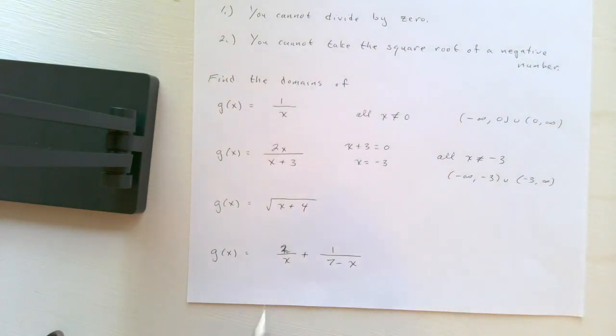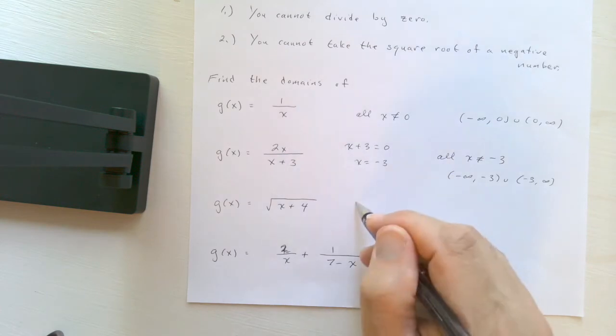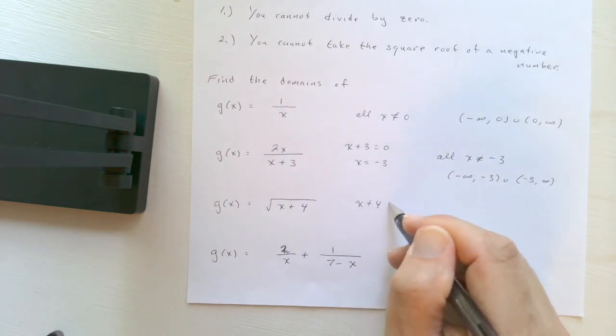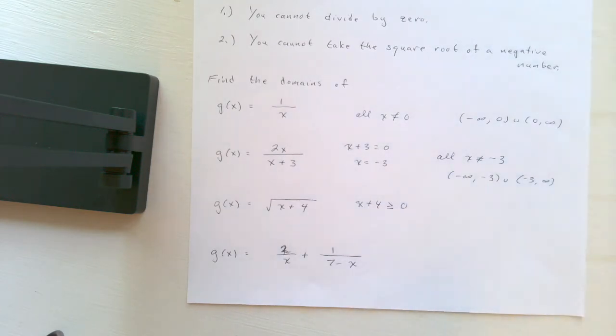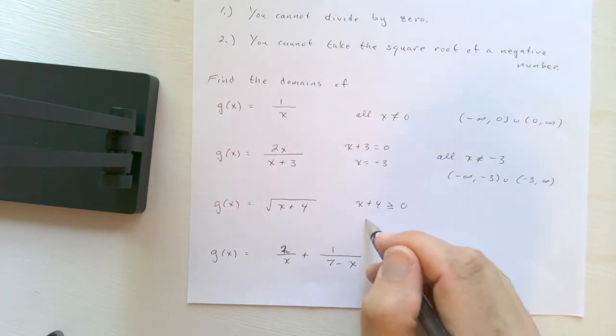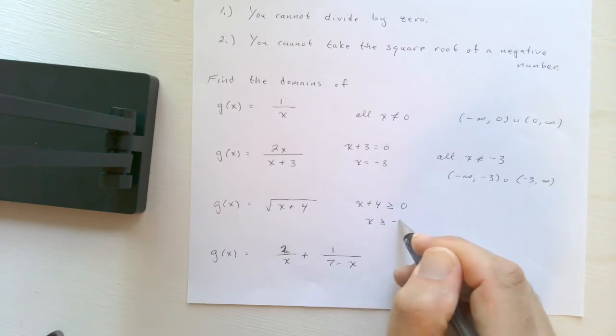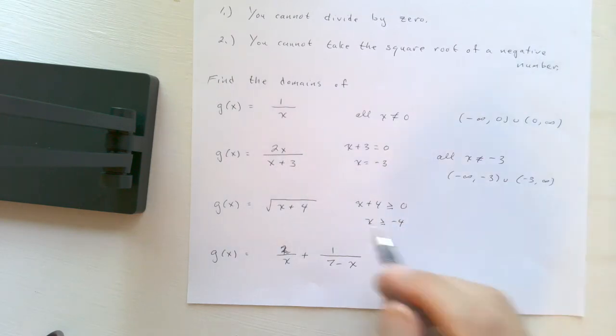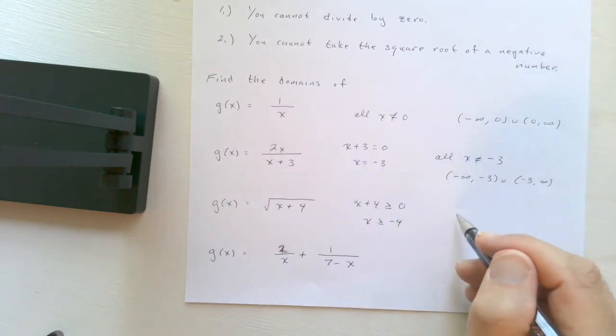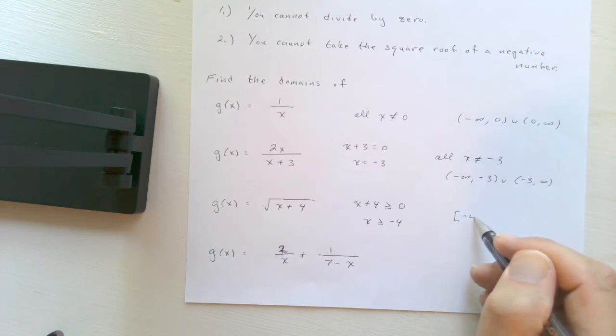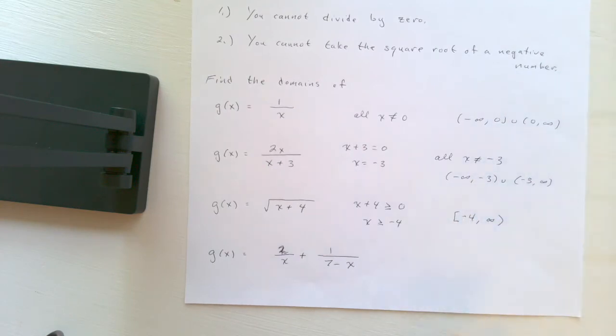Okay. Now for square roots, it's not so much that x has to be non-negative, but x plus 4 has to be non-negative. So whatever's under the square root, you want to set that to be greater than or equal to 0. Then we can subtract 4 from both sides, and we get x is greater than or equal to negative 4. So that would be the domain, or in interval notation, this would be negative 4 to infinity.